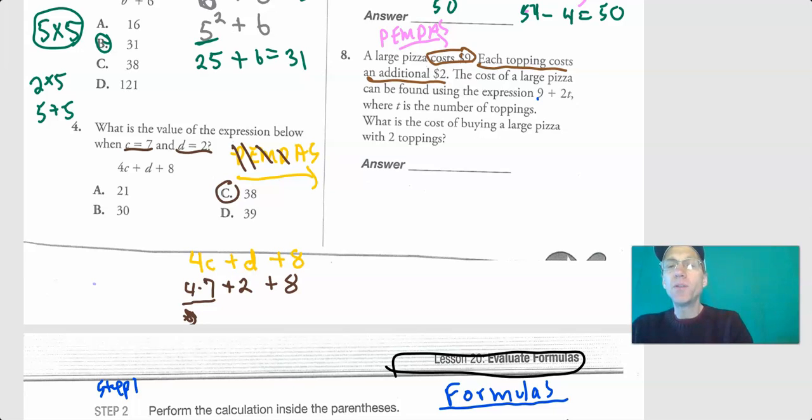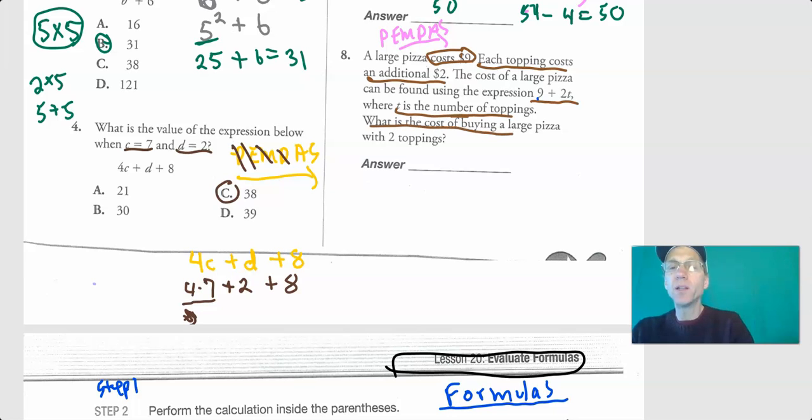The cost of a large pizza can be found using the expression 9 plus 2t, which makes sense. If you're going to buy something from the store, it's going to cost you $9 for just the basic cheese pizza. And then 2t means 2 times the number of toppings. So if you have 1 topping, that's 2 times 1. 2 toppings, that's $2 times the 2 toppings. That's all they're talking about right there. Again, math is always going to imitate what's actually being done in real life. Where t is the number of toppings.